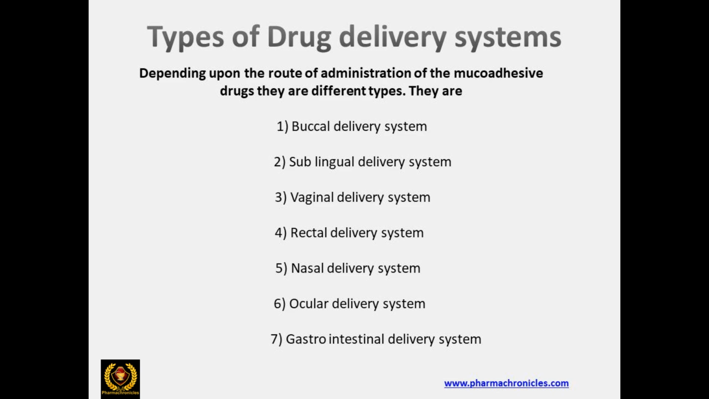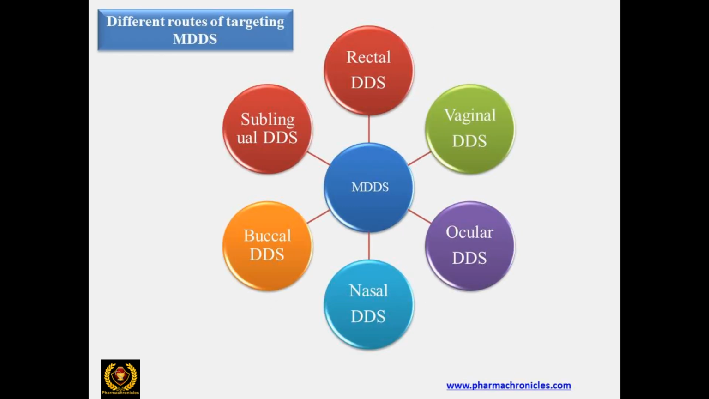Types of drug delivery systems. Depending upon the route of administration of the mucoadhesive drugs, there are different types. They are: 1. Buccal delivery system. 2. Sublingual delivery system. 3. Vaginal delivery system. 4. Rectal delivery system. 5. Nasal delivery system. 6. Ocular delivery system. 7. Gastrointestinal delivery system. Different routes of targeting MDDS.